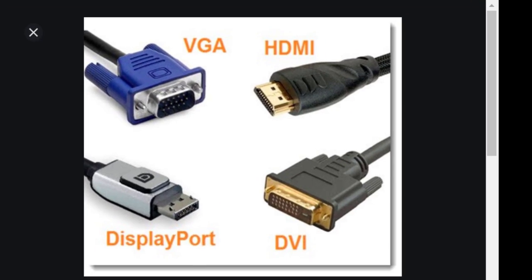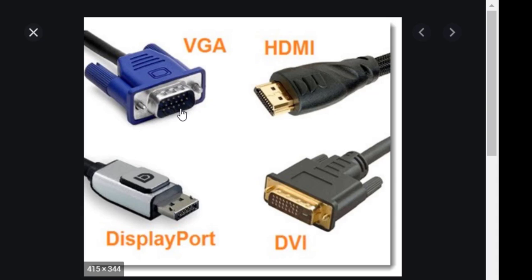Now just to show you, there are different types of connections. Depending on what kind of monitor you have and what kind of computer you have, where are you going to plug your monitor in? Well, we have VGA, HDMI, DVI, and DisplayPort. These two up here are probably the most common, VGA and HDMI. If your computer has an HDMI port and your monitor is HDMI, it's nice and easy. You just simply plug this in.